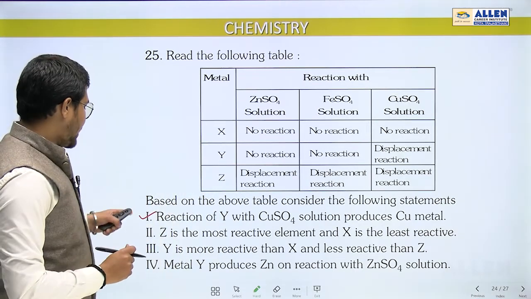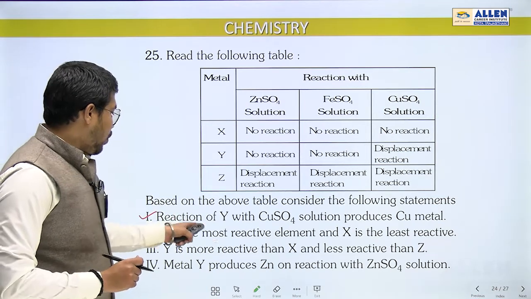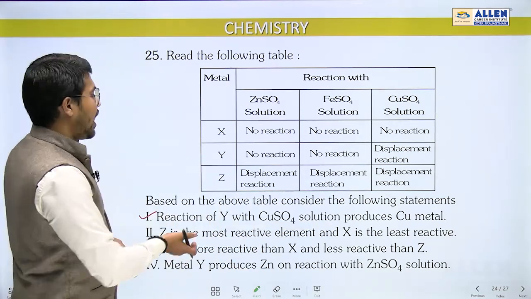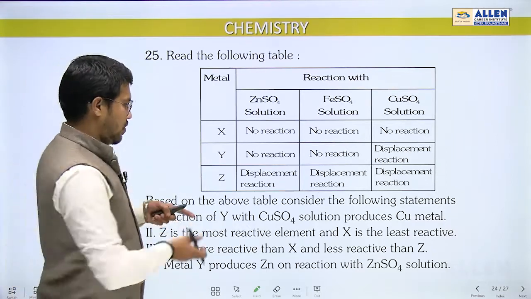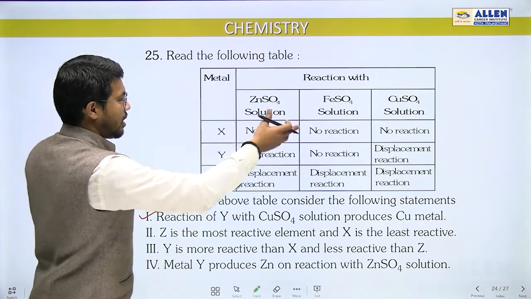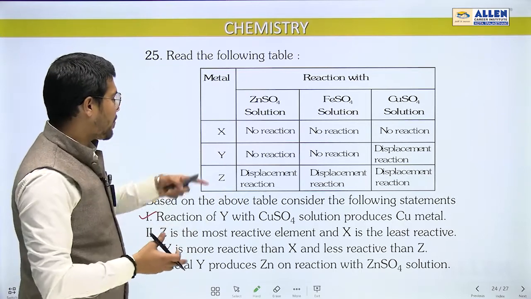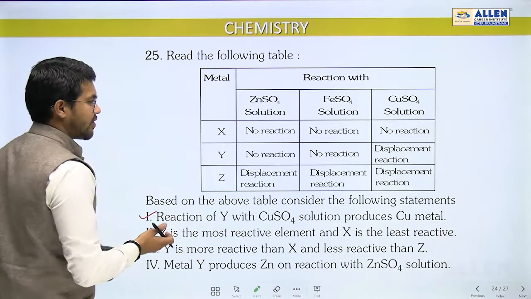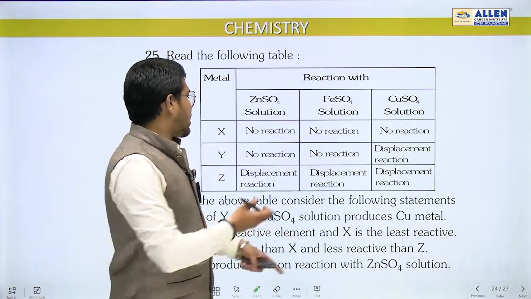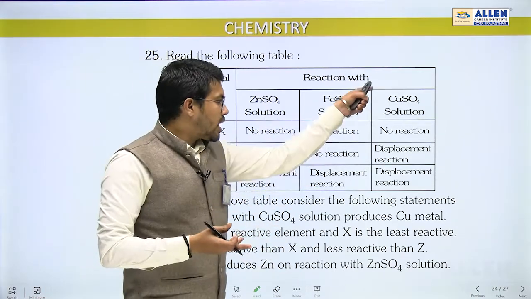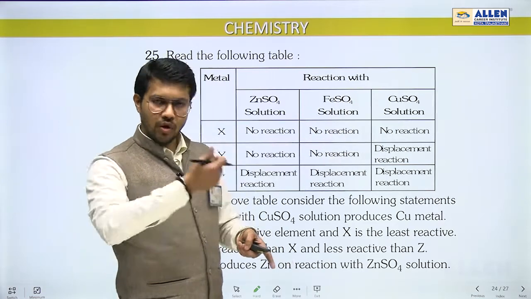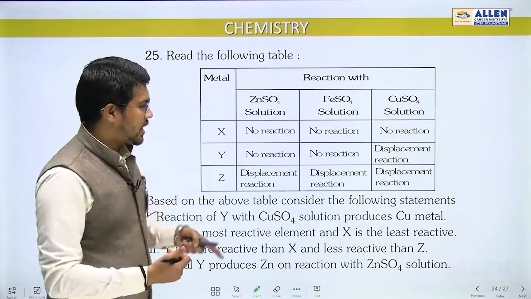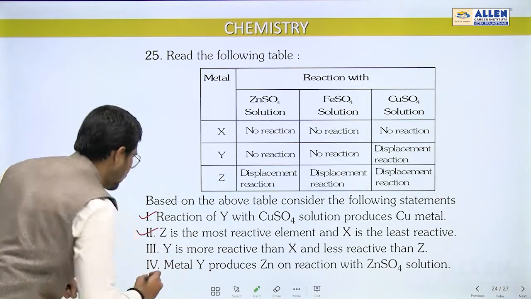Second statement: Z is the most reactive element and X is the least reactive element. Yes, as I told you earlier, when we were discussing the simple reactions part. Since X is unable to displace even copper from its salt, it lies below copper in the reactivity series. So this statement is also right.